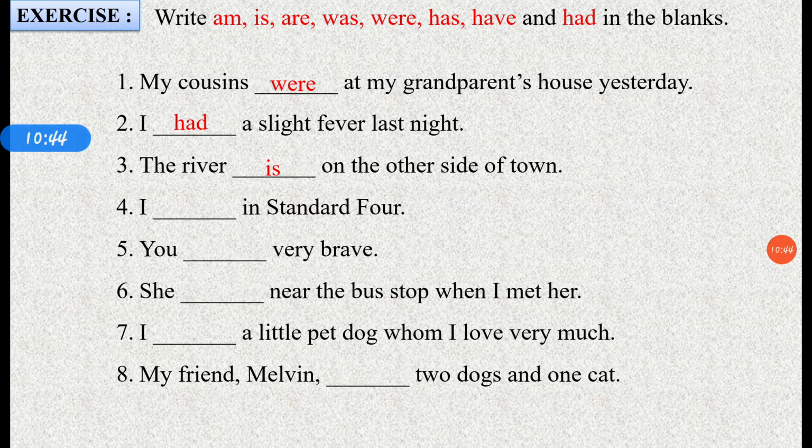The river is on the other side of town. I am in standard 4. You are very brave. She was near the bus stop when I met her. I have a little pet dog whom I love very much. And last, my friend Melvin has 2 dogs and 1 cat.